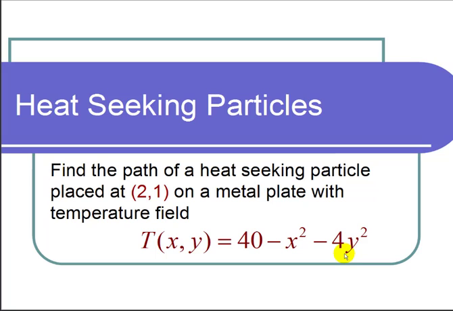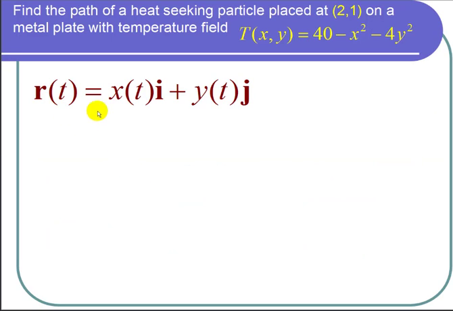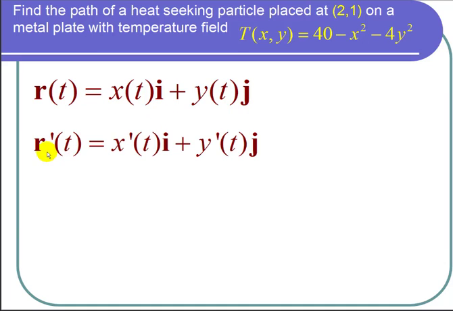So I'm going to call this path r(t), and I'm going to write it in vector form and say that r(t) equals x(t) i plus y(t) j. And I want to find the direction of that path, or in other words, I'm going to take a derivative of both sides so that r'(t) equals x'(t) i plus y'(t) j.